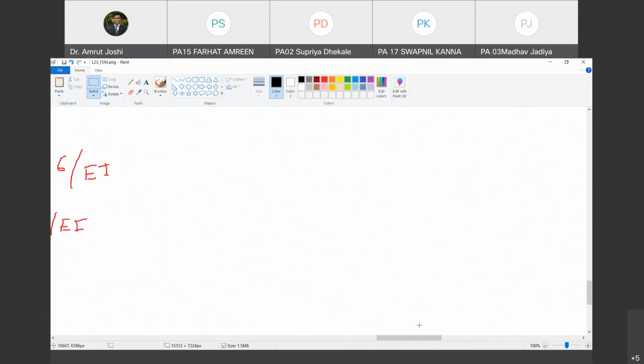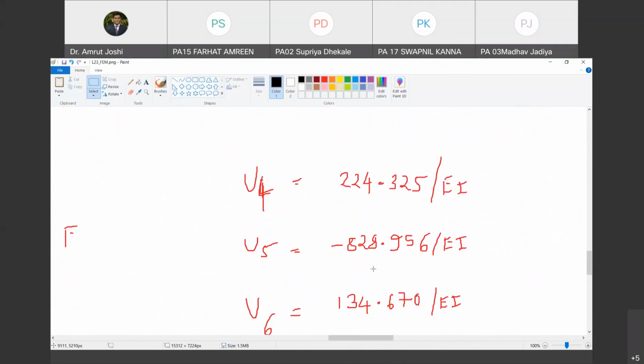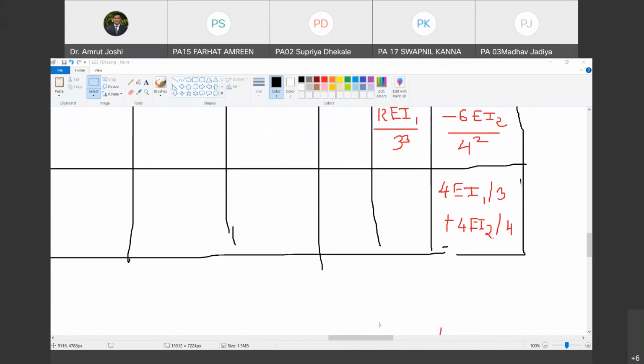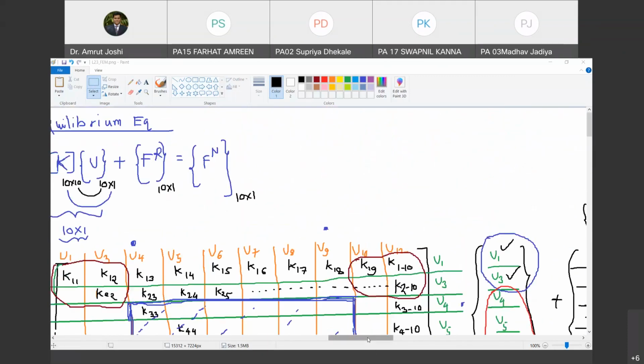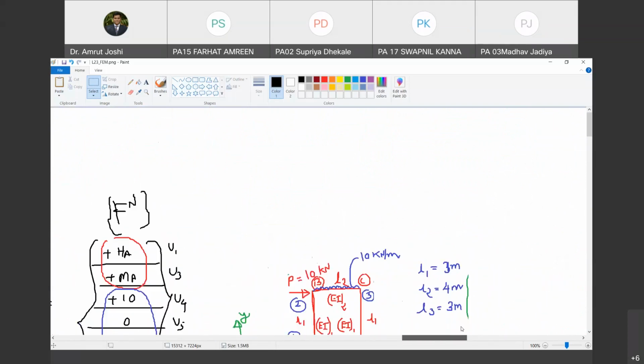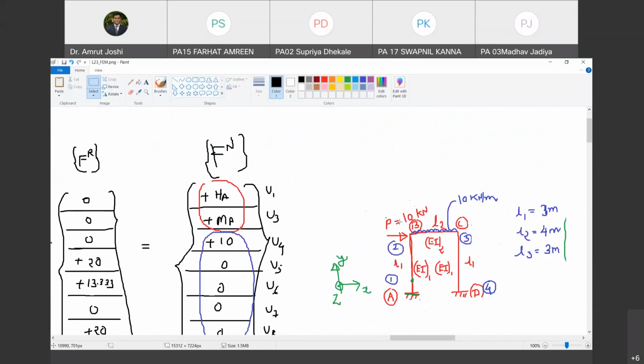So not only have we got the values of U4 to U9, which are displacements, but we have also got the values of reactions using a finite element formulation. So in finite element formulation, we get unknown reactions as well as unknown displacements. Both support reactions as well as unknown displacements can be obtained.